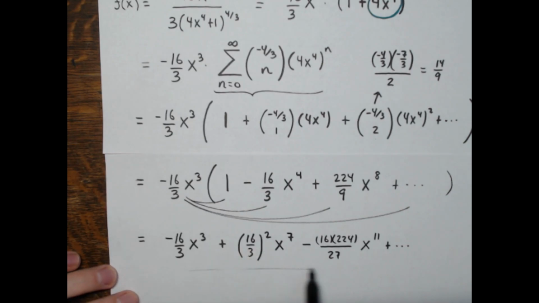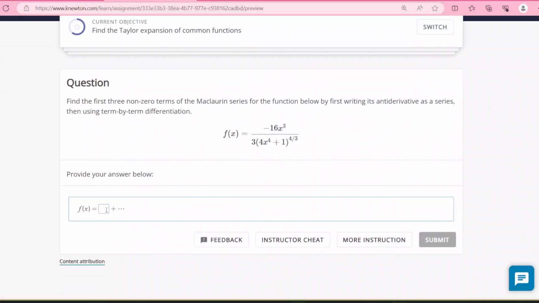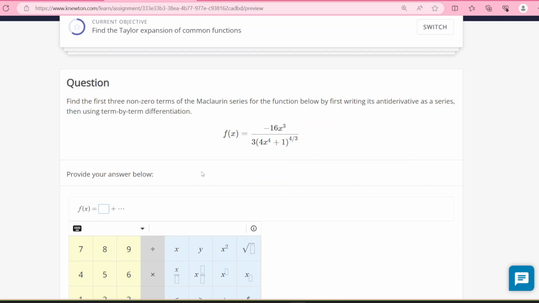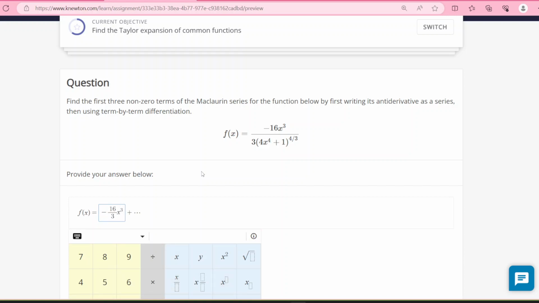So all they want are these first three non-zero terms, and I didn't need to integrate and differentiate and all that. Right, and maybe I will actually go to a calculator here to get these values, but we have negative 16/3 x cubed for the first term, plus now 16 squared is 256. And then 3 squared is 9. So the next term is 16/3 squared, 256 over 9, x to the 7th.